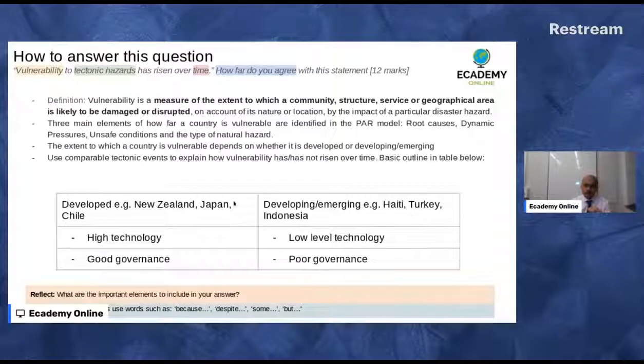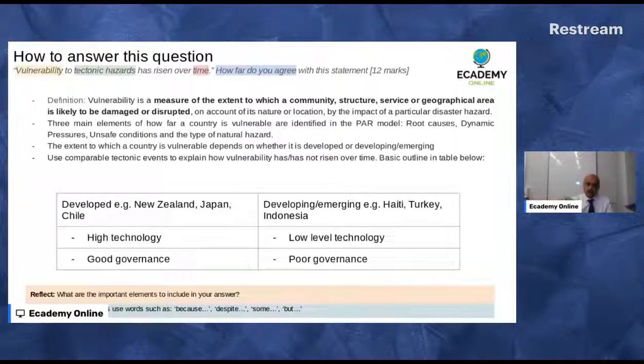Okay, now I've summarized this in this basic table below. You've got developed nations such as New Zealand, Japan, Chile, for example. They've got high technology, they've got great use of technology, and they've got good governance. Now, these two things are going to be critical to your answer. You've got to talk about technology and you've got to talk about governance. That's how vulnerability can be reduced. Or if you're going to talk about a developing country, then you would talk about how they have low-level technology and they have poor or no governance in place. The extent to which a country is vulnerable depends on whether it's developed or developing.